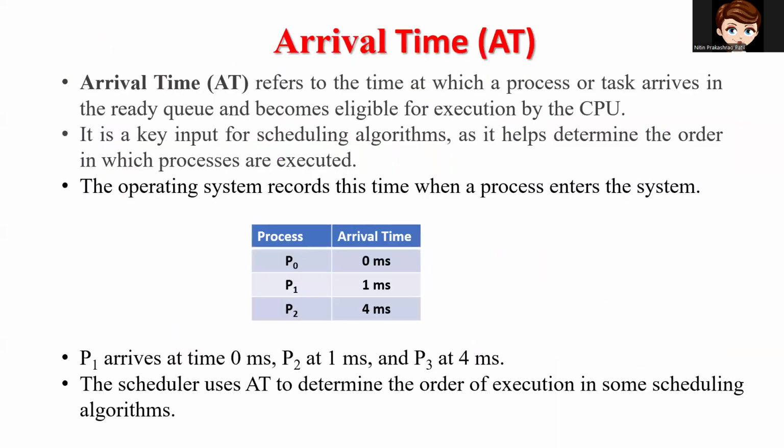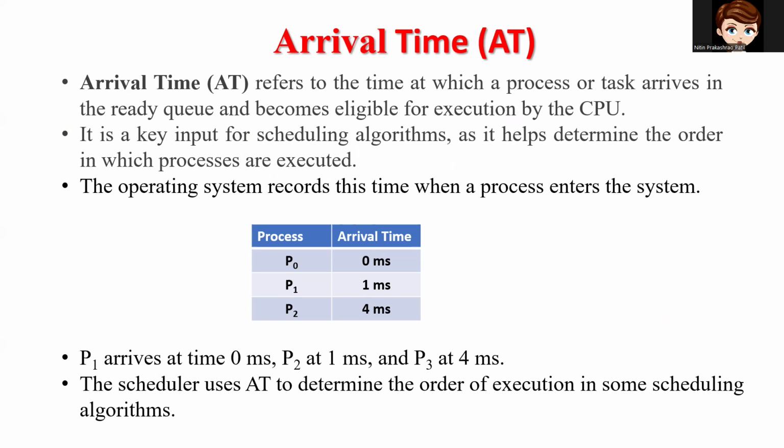So first terminology is arrival time. This arrival time refers to the time at which a process arrives in the ready queue. And once it arrives in the ready queue, that means it is eligible for execution on the CPU. Now, this generally is considered a key input sometimes to determine the order of execution for the processes by the scheduling algorithms. Every operating system generally records this time when a process actually enters the system.